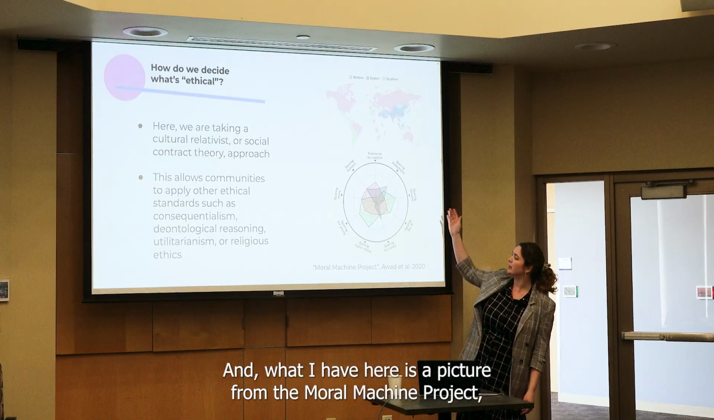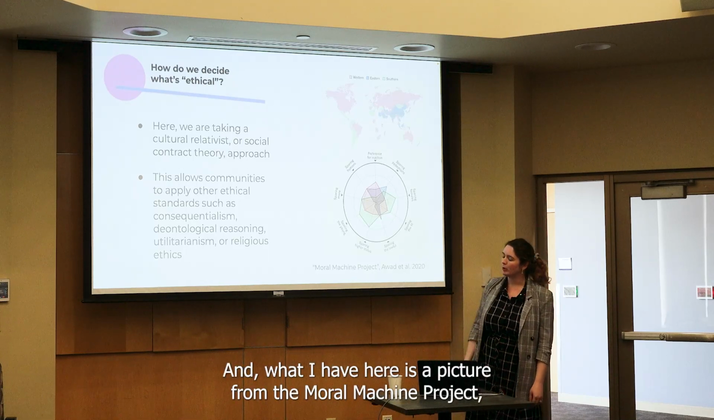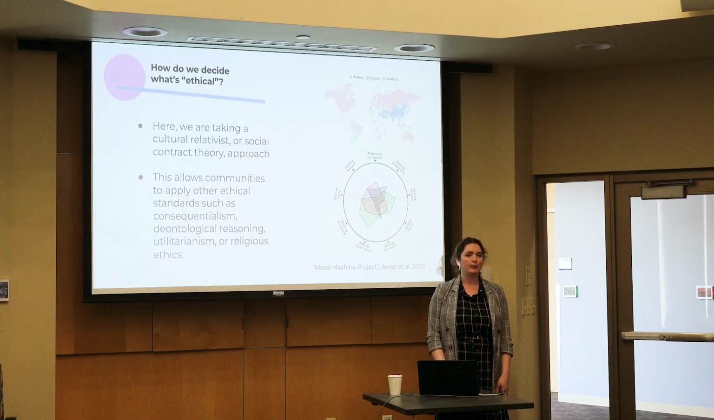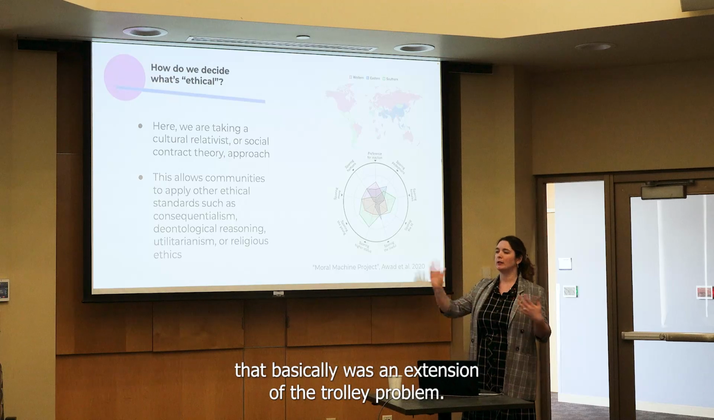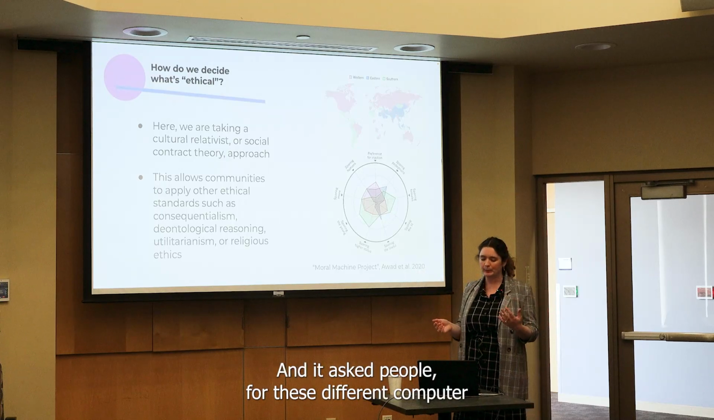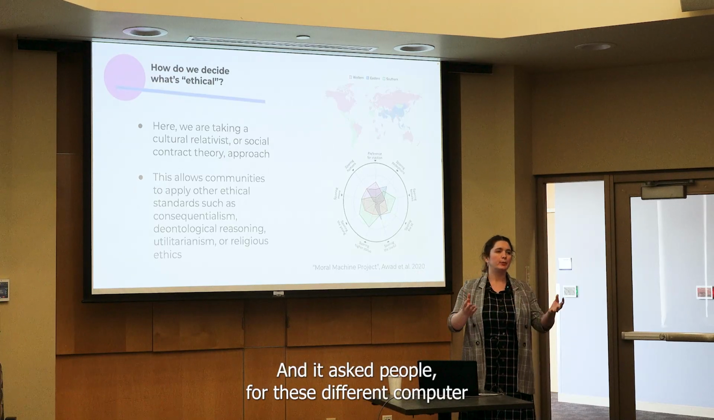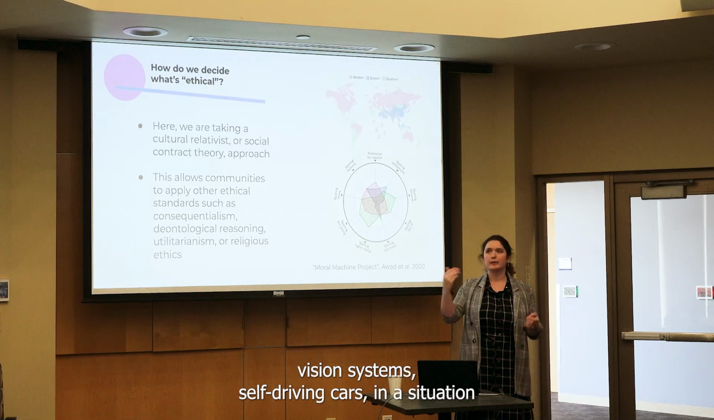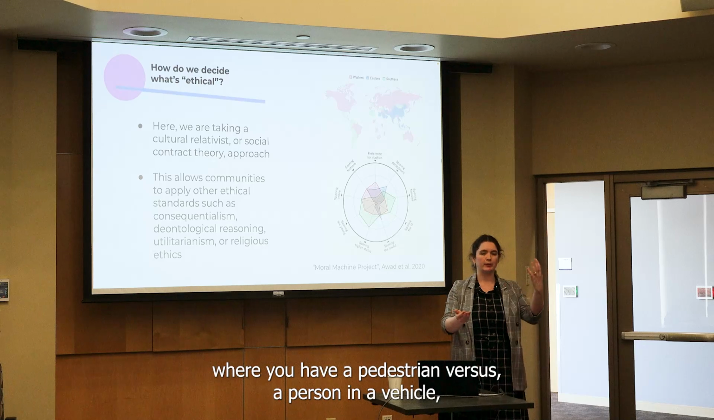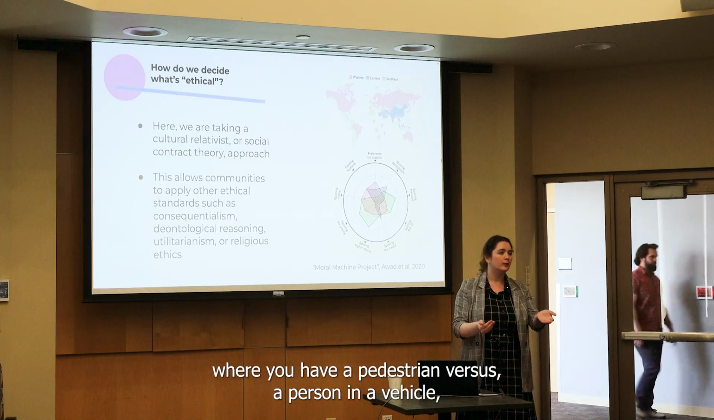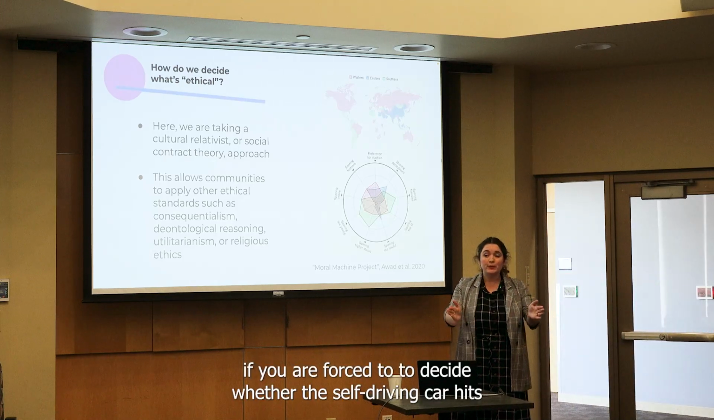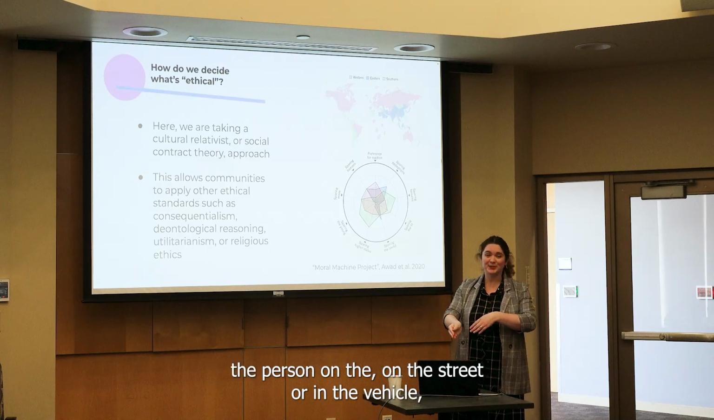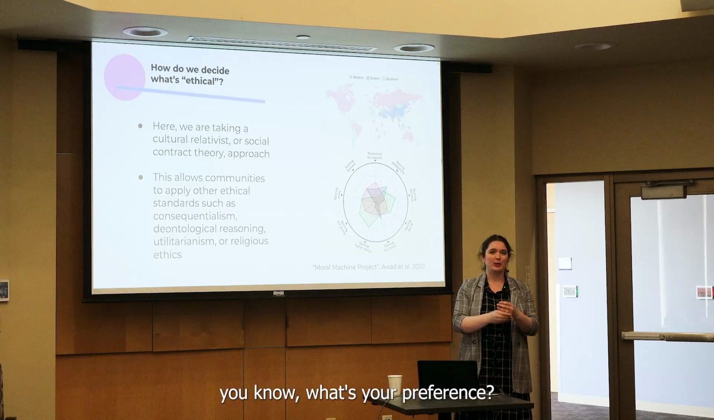What I have here is a picture from the Moral Machine project, which was a project out of MIT in 2020 that was an extension of the trolley problem. It asked people, for these different computer vision systems, self-driving cars, in a situation where you have a pedestrian versus a person in a vehicle, if you are forced to decide whether the self-driving car hits the person on the street or in the vehicle, what's your preference?